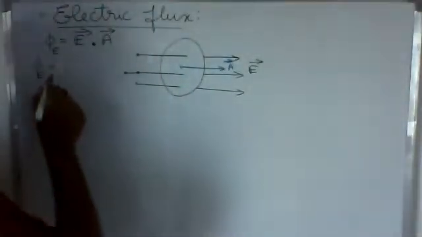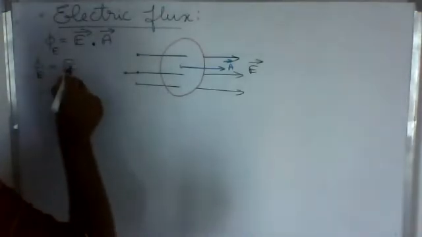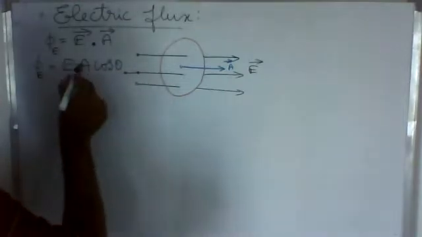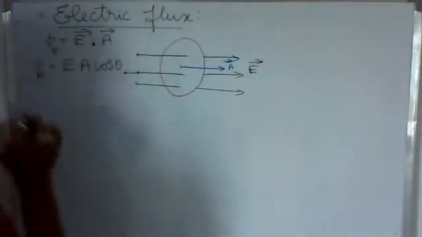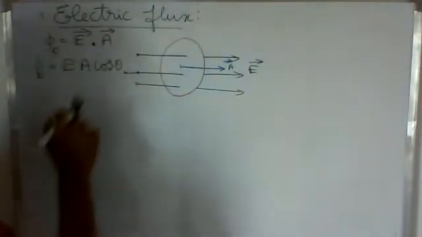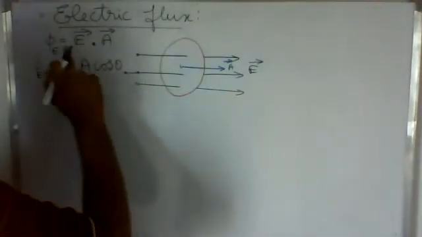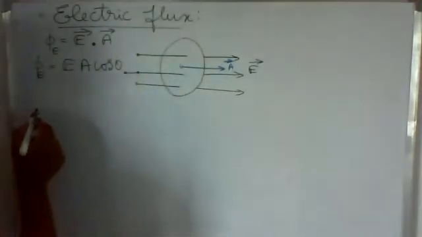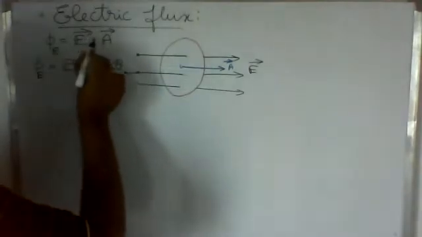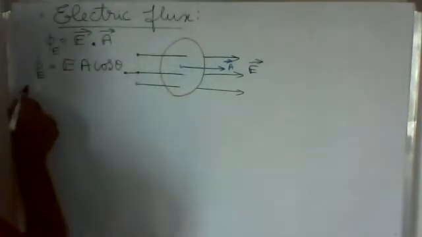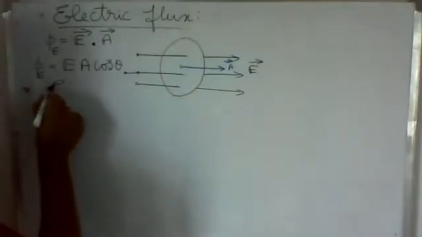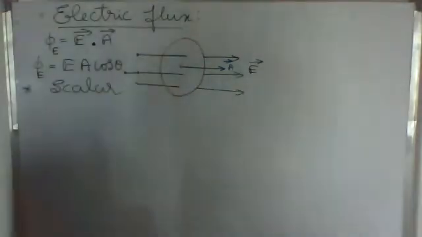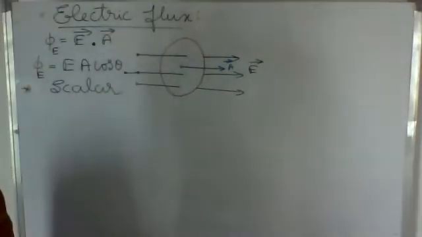So phi E equals E A cos theta. The magnitude of the E vector is E, the magnitude of the A vector is A, and cosine of the angle between the E vector and the A vector, where theta is the angle between them. So electric flux is which type of physical quantity? Electric flux is a scalar physical quantity.